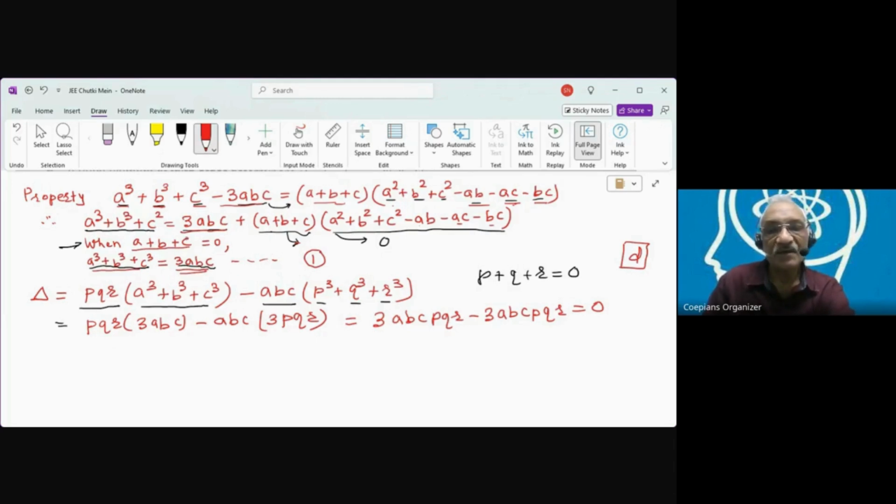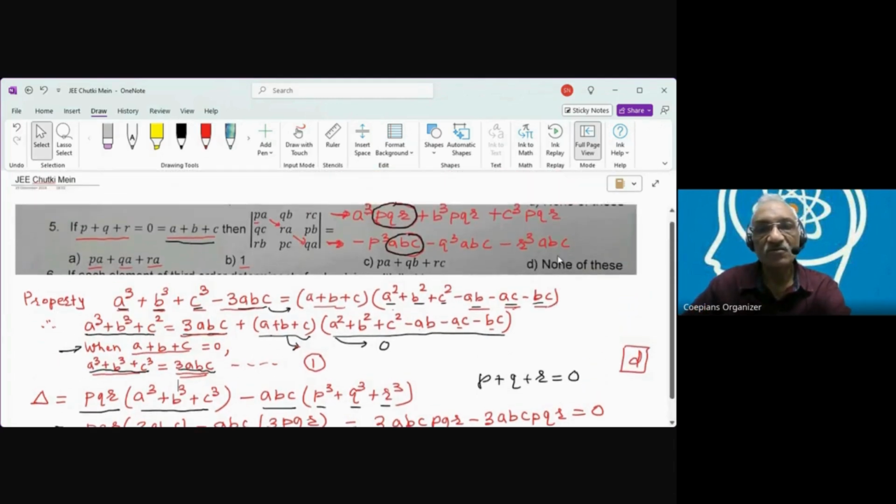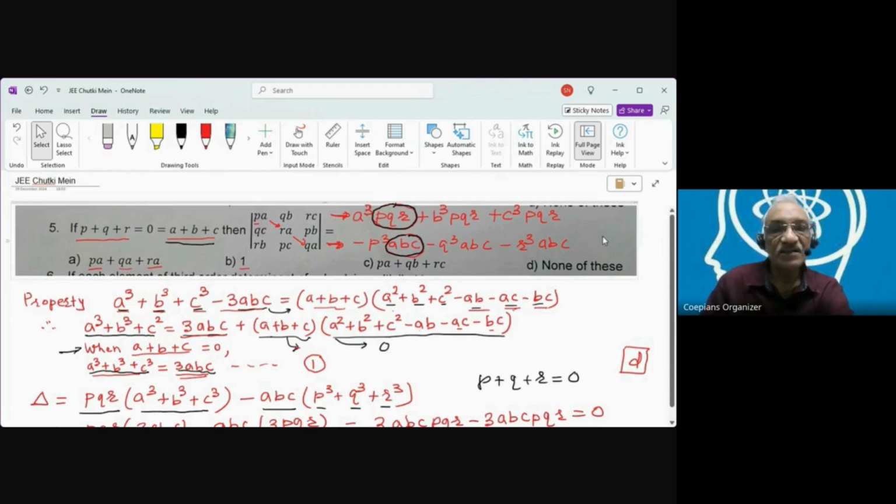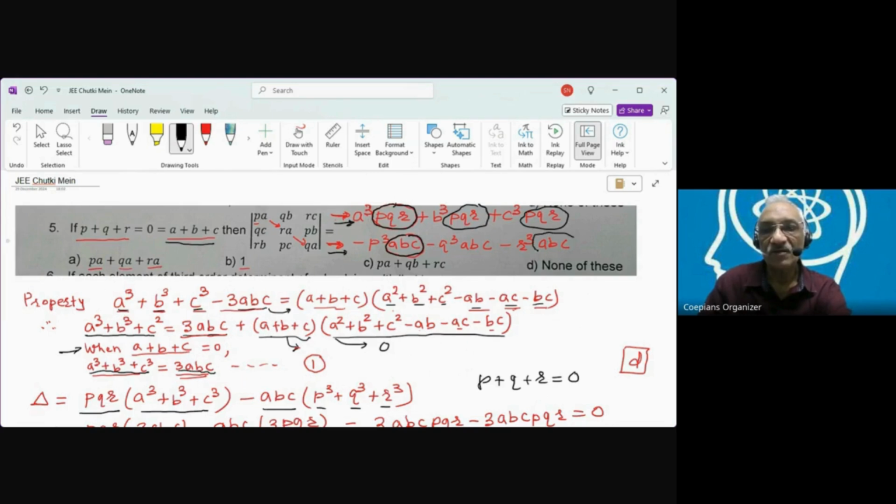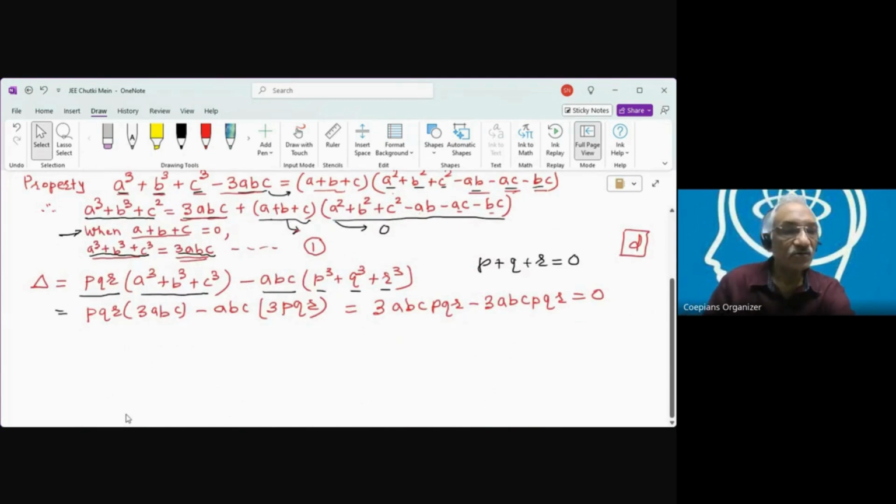So when I expand the determinant straight, because no simplification is possible, I have purposely written the positive values on top and negative values at the bottom, because then we will be able to take PQR common from the top and ABC common from the bottom. So the expansion of this determinant becomes PQR into bracket A cube plus B cube plus C cube minus ABC into bracket P cube plus Q cube plus R cube.